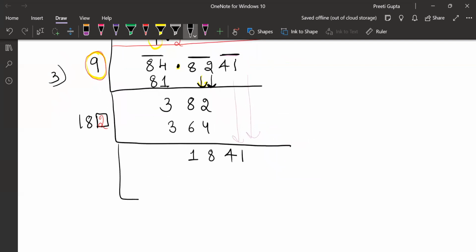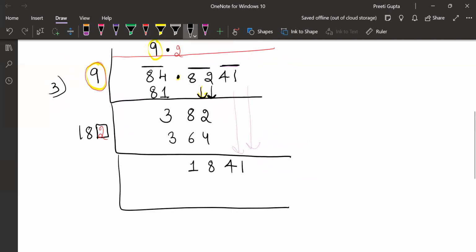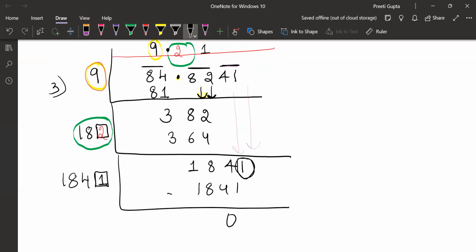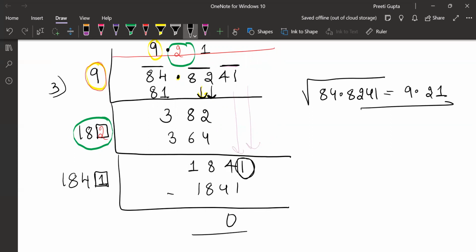And here you need to take the addition of the previous divisor and the quotient: 182 plus 2 is 184. This is simple. See, 184, here 1 comes. So I put 1 here and 1 here. 1841, the remainder comes 0. So that means the square root of 84.8241 is 9.21. So that is the square root.